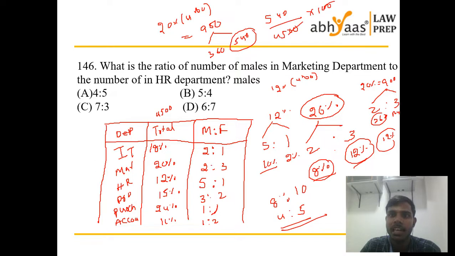0, 0 cancel. 9 5s are 45. 60 by 5. Again, it will be 12 percentage only. But see, we already got the female as 12 percentage. We directly divided this 20 percentage in the ratio 2 is to 3.